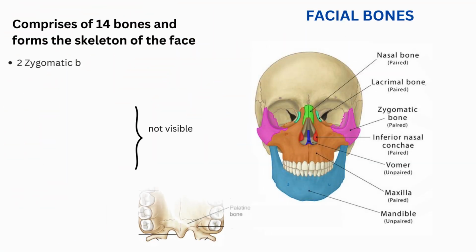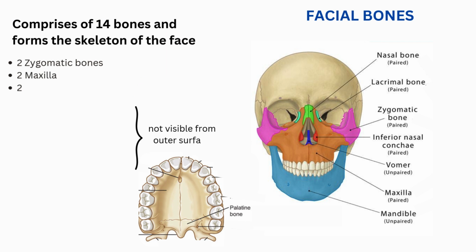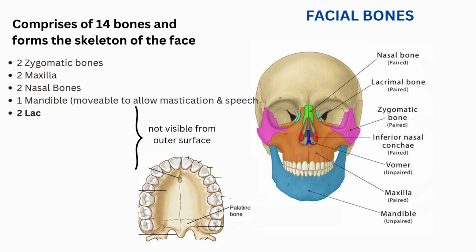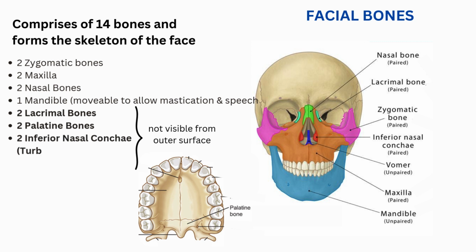Very interesting are the facial bones. The facial bones form the structure of the face, providing support for the facial features and protecting vital sense organs. There are 14 facial bones in total, and they contribute to the overall appearance and function of the face. Here are the key bones.